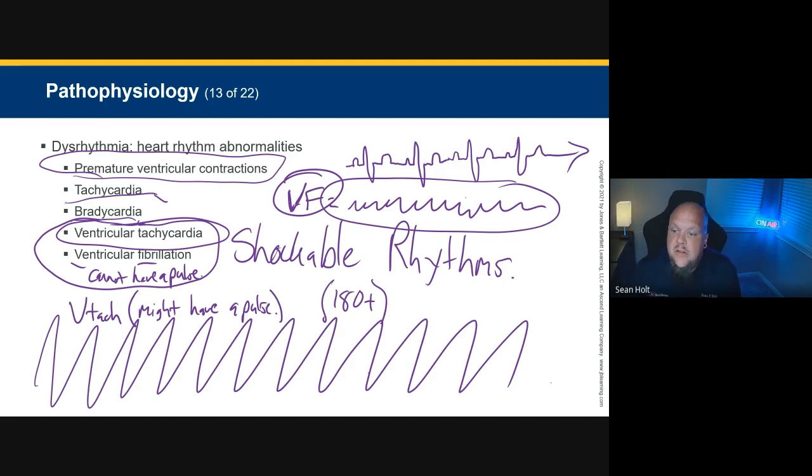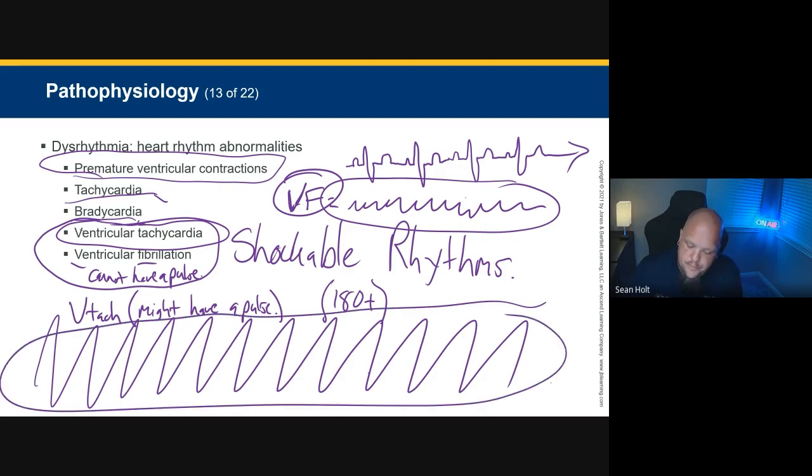VTAC is a shockable rhythm by an AED, an automated external defibrillator. If somebody is in cardiac arrest, meaning their heart is not beating, and it detects this rhythm or this rhythm, VF or VTAC, they're going to get shocked by an AED. We want them to be shocked by an AED because the best presenting rhythm we can get in cardiac arrest is a shockable rhythm.